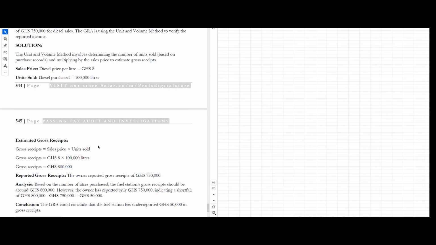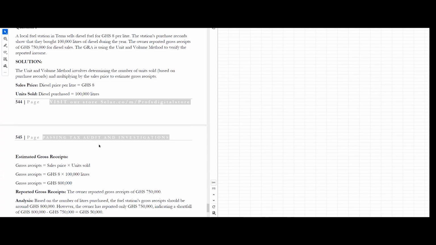How much did he sell? He bought 100,000 liters from the tankers and he's selling at what? Assuming he sells it for 8, then 8 times 100,000, shouldn't it be 800,000? But he reported 750,000. So he hid 50,000.